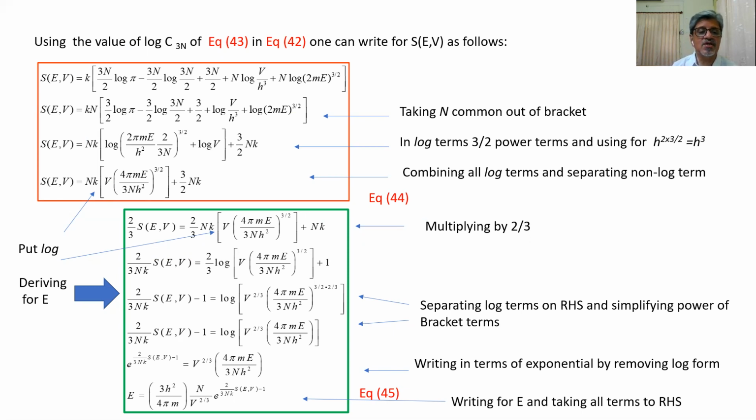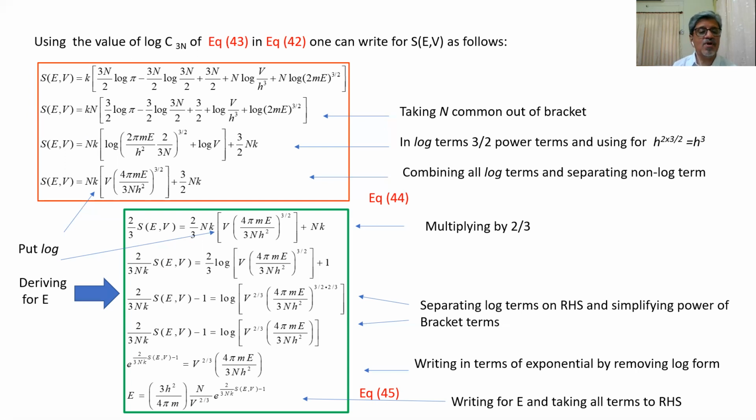So we are separating the terms, and in that case we can write it is 2 divided by 3 nk and function S function EV minus 1 log V raised to 2 by 3, and the power is nullified, 3 by 2 multiplied by 2 by 3, so there is no power. It is 4 pi me divided by 3n h square, and ultimately we are writing for the exponential term for the logarithmic. So it is e to the power 2 divided by 3 nk S minus 1, V raised to 2 by 3 bracket 4 pi me divided by 3 n h square.